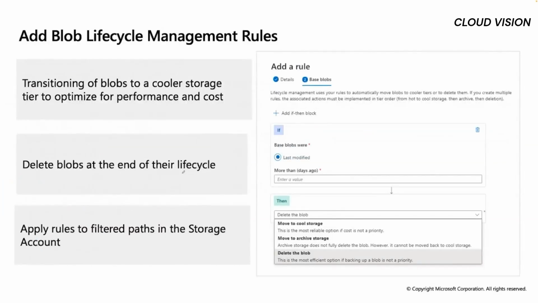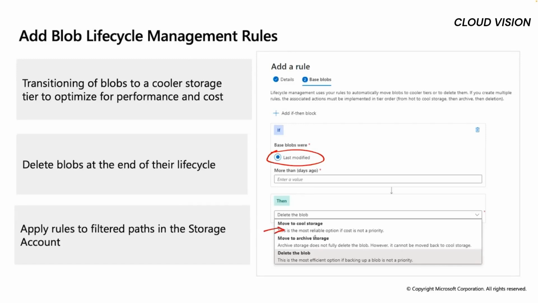The blob lifecycle management rule. We can set up those rules based on the modified date. I want to say, okay, this file has never been modified, so I want to move it from hot to a different tier. Based on how many days ago, if it is 6 months or more, or 12 months, or 24 months, based on that number of days you calculate, then move to cool storage.